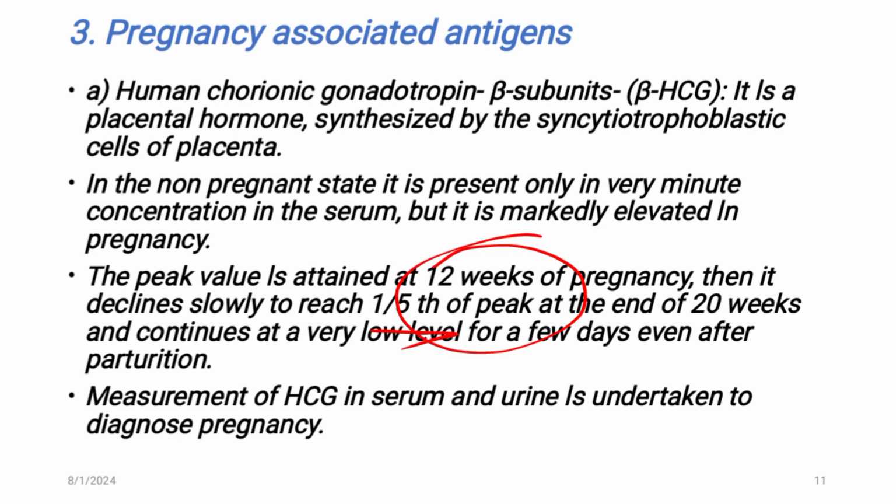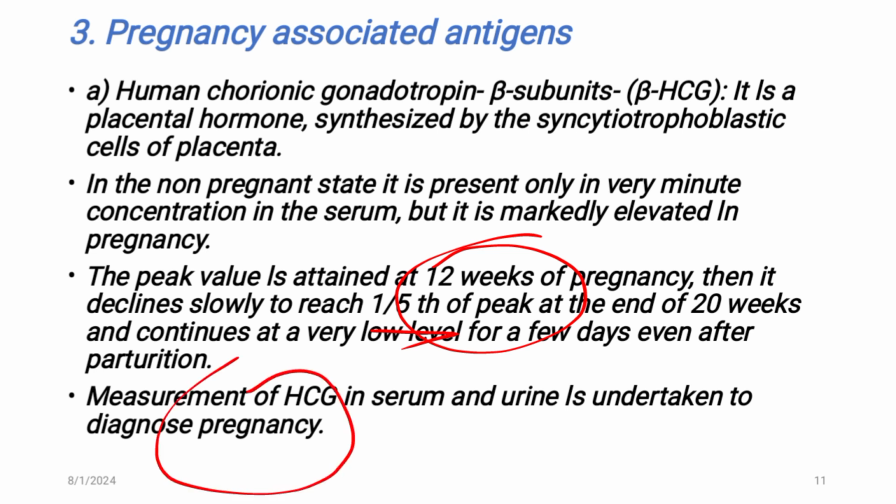So we can remember that it is important from the exam point of view that beta HCG is increased, and at the highest level at the 12th week of pregnancy, and then it declines by 20 weeks to the level of 1 by 5th of the peak, and continues at a very low level for a few days after the parturition. Measurement of HCG in the serum and urine is undertaken to diagnose the pregnancy.